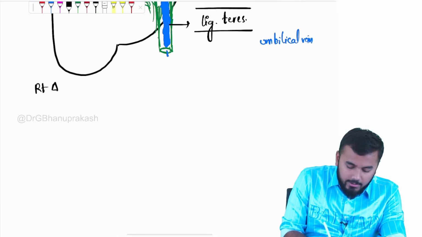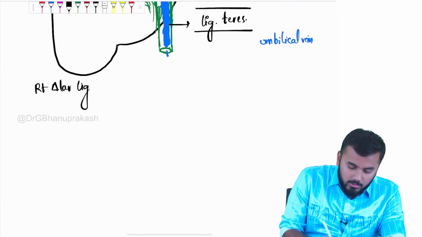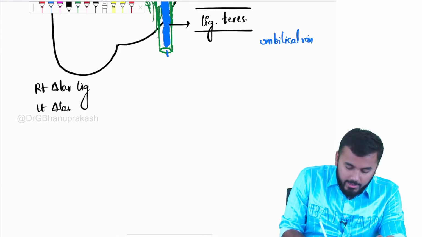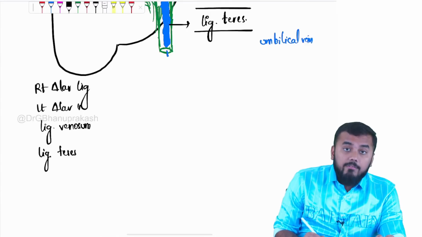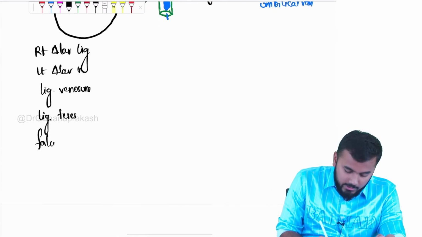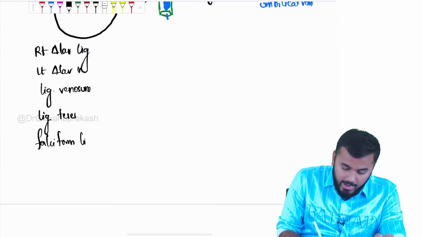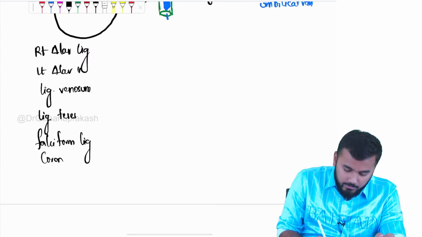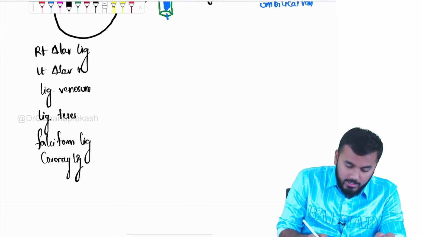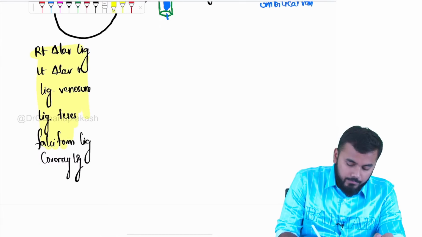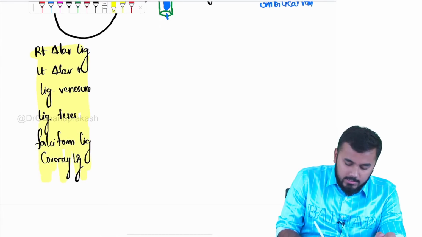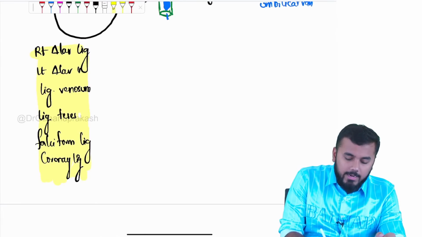So guys, within the liver, how many ligaments have we discussed? We have discussed the right triangular ligament, the left triangular ligament, ligamentum venosum, ligamentum teres, the falciform ligament, and the coronary ligament. So these are the ligaments located within your liver. So this completes the liver anatomy, guys.